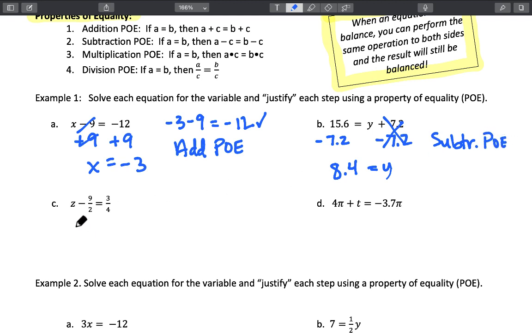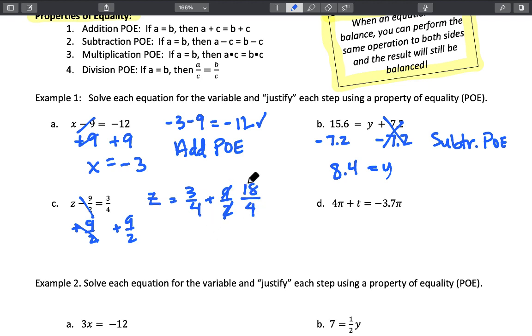Example 1c, now I have a fraction, z minus 9 halves is equal to 3/4. I'm going to use the inverse operation of subtraction, which is addition. I'm going to add 9 halves to both sides. When I do that, these will add to 0, and I'll be left with z is equal to 3/4 plus 9 halves. You'll remember that you can't add fractions unless you have a common denominator. So we'll change 9 halves to 18/4.